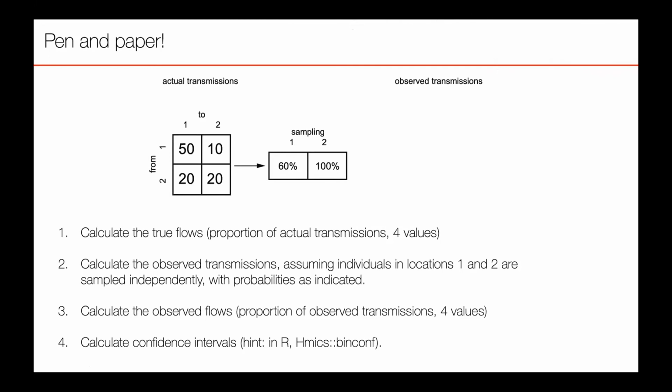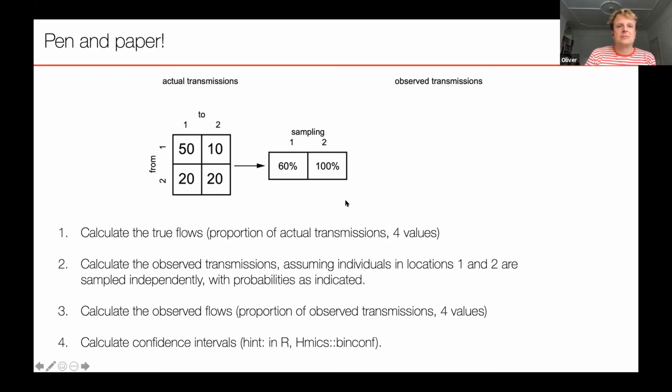Assume that we can sample all the individuals in group 2, and we can only sample 60% of people in group 1. Then the question to think about is: what are the average observed transmissions within and between these two groups, and what is the true transmission flows? And if we are only given the observed transmissions, could we estimate the flows, and what are the estimates for the flows? And you can use the package in R to calculate the binomial confidence interval. What we have in mind is, there are 4 questions, right?